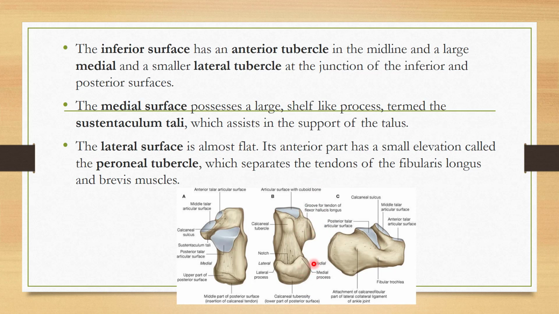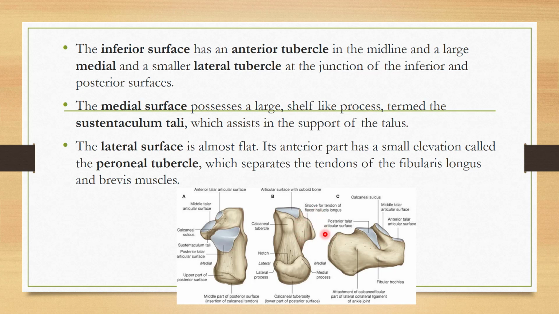So on the medial side this tubercle will be named as medial tubercle and this tubercle will be named as lateral tubercle, and because there is only one anterior tubercle, it is not medial or lateral, it is only anterior tubercle. So there are 3 tubercles on the inferior surface of the calcaneum.